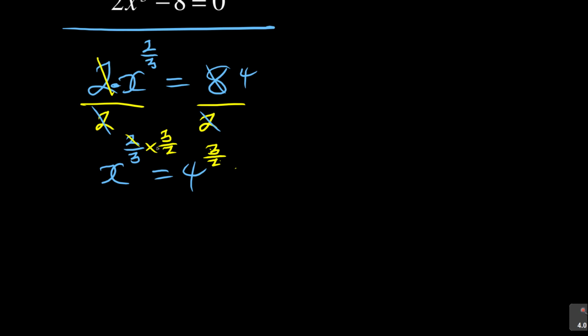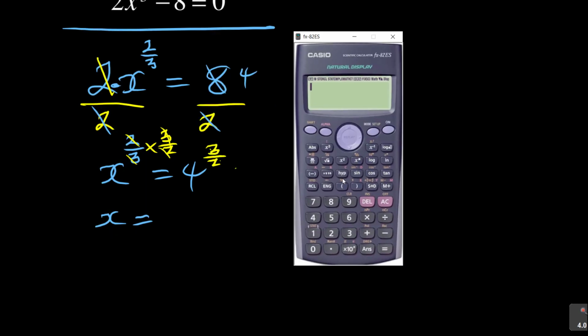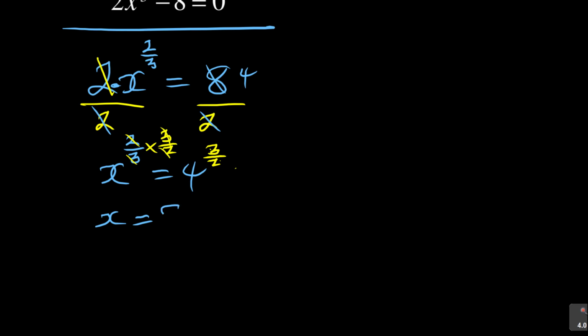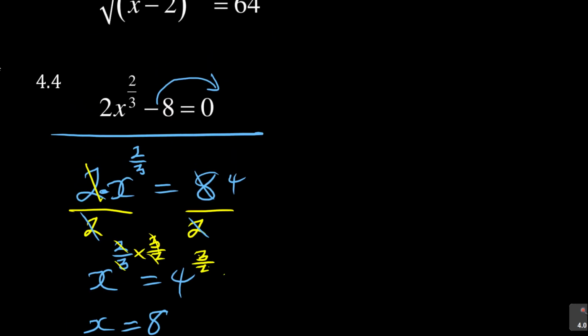So that you can demonstrate that x is equal to 4 to the power of 3 over 2. The answer is 8. So the answer x is equal to 8. You know how it goes. You come here where there is x, you put 8.